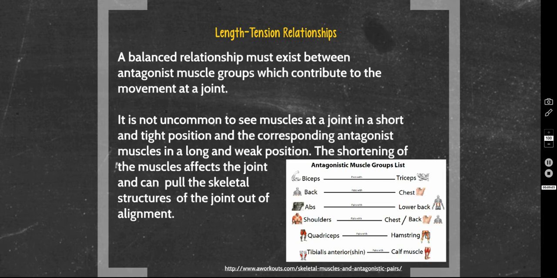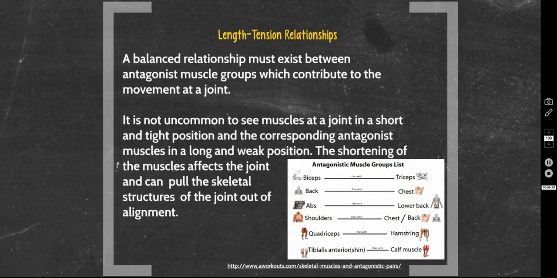So it's not uncommon to see muscles at a joint in a short and tight position, and the corresponding antagonistic muscles in a long and weak position. The shortening of the muscles affects the joint and can pull the skeletal structures of the joint out of alignment. So I have here a very, very basic antagonistic muscle group list. We look at biceps and triceps, back and chest, right? Abs and lower back. You get the idea and can understand what's going on here.